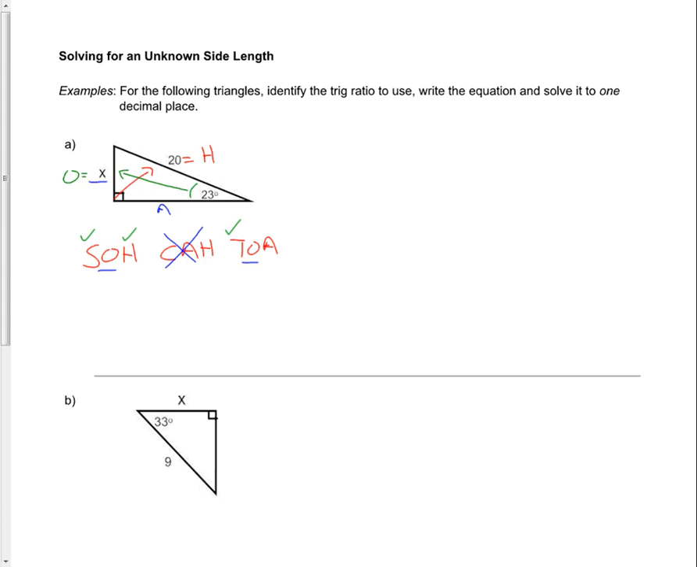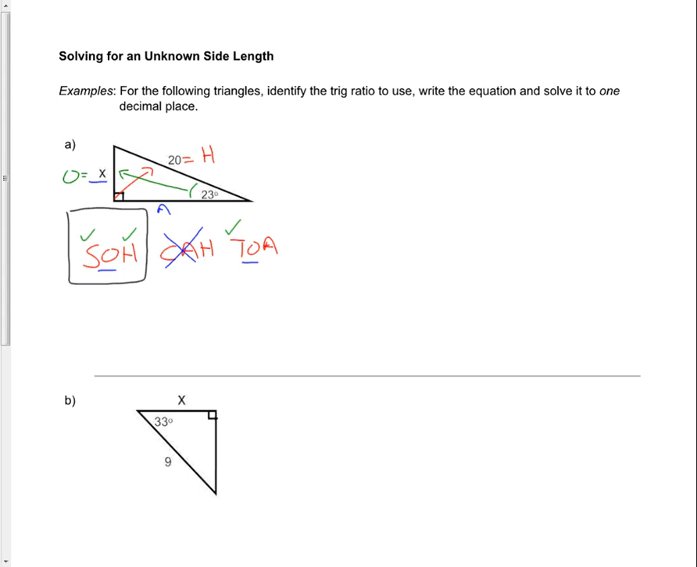So this means that out of all 3 options, the only function that will allow me to solve this problem is the sine function. It will help me to figure out what the opposite side length is. I have the sine of an angle, and I also have the value of the hypotenuse. I can't use cosine because it's not going to help me figure out the opposite, and I can't use the tangent function or the tangent ratio because I don't have enough information. I only have 1 piece of given information, and you need to have 2. So you always have to have 2 of the 3 pieces of information.